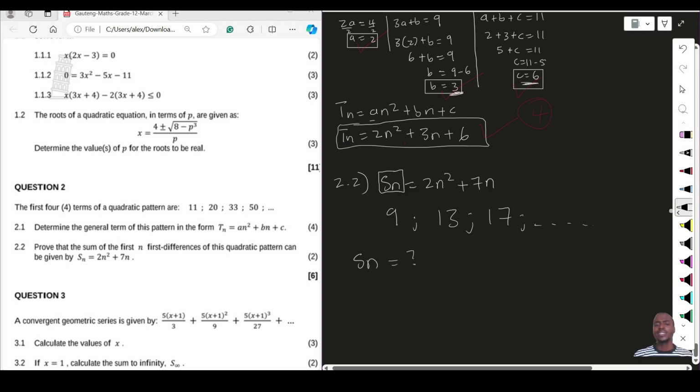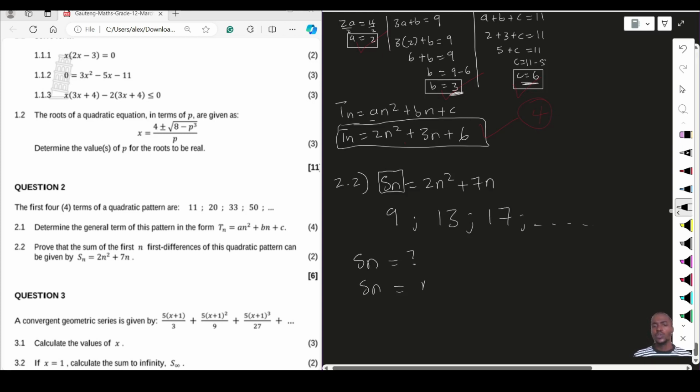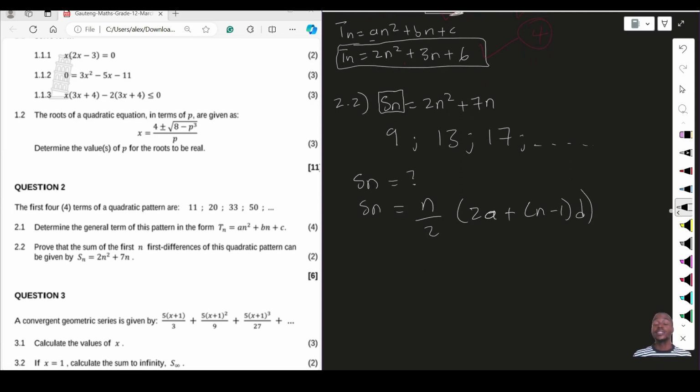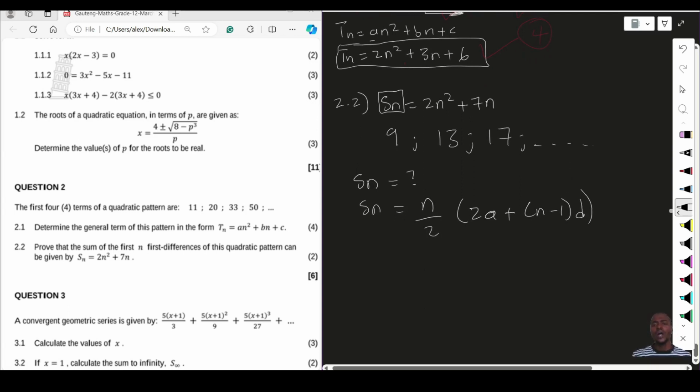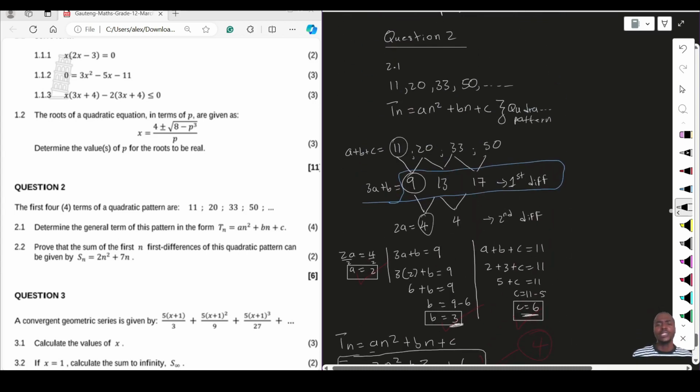So what is the standard form of Sn? Sn is equal to n all over 2, then 2a plus n minus 1 times d. This is the sum for an arithmetic sequence. So why are we saying this? Why did we choose the arithmetic equation? Someone might ask.